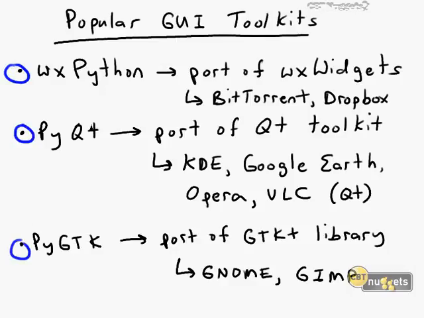All three of these are ports or bindings to Python of a cross-platform GUI toolkit. Traditionally, the cross-platform toolkits are written in C. WXPython is a port of the WXWidgets framework. Some popular applications that are available for download that rely upon WXWidgets include the original BitTorrent client and the Dropbox client utility.